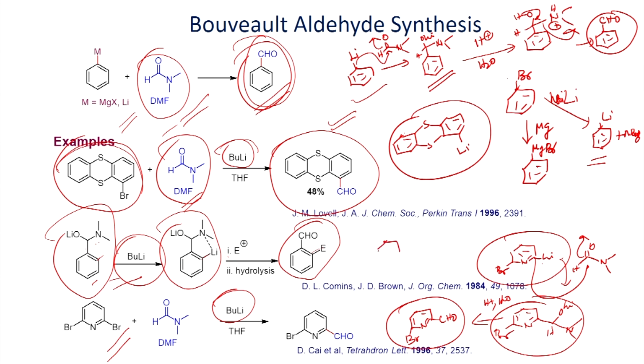This is also one of the common methods we use to make aldehydes. For example, if we have anisole, you can try to react it with n-butyllithium, so you can convert it into this. When you add DMF and then do the acid workup, you will be able to get the corresponding aldehyde.